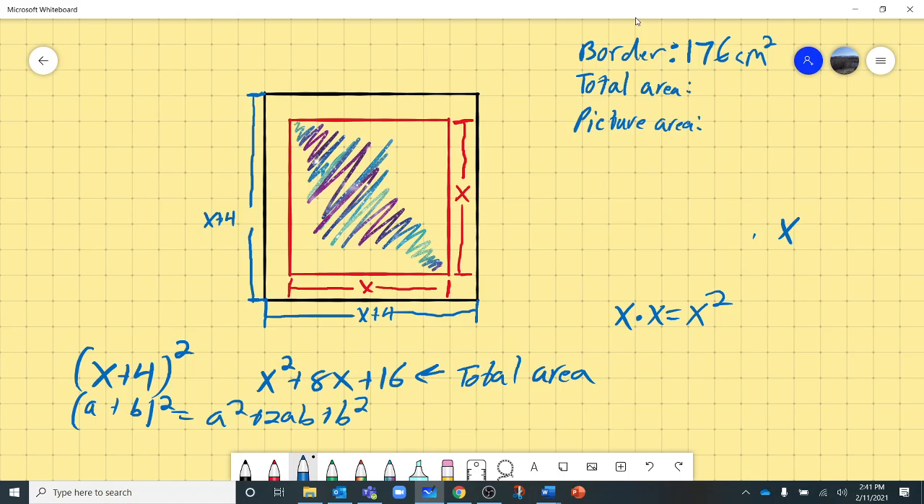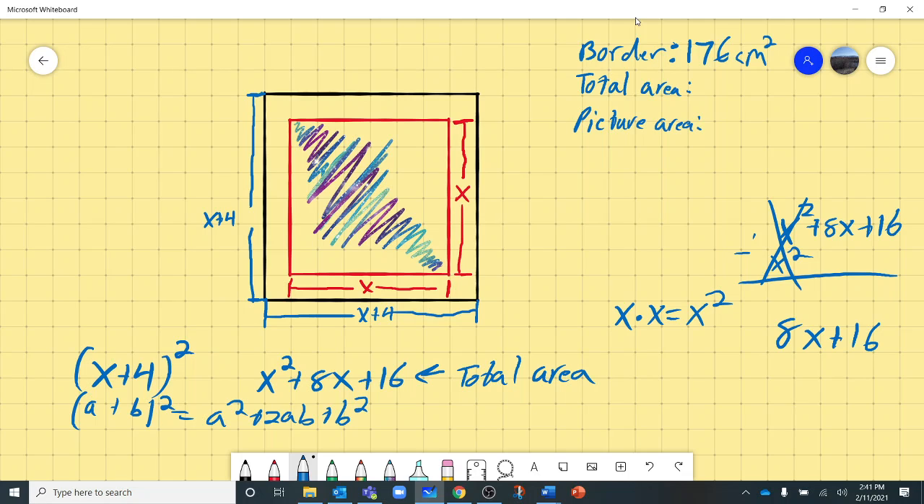So we have x squared plus 8x plus 16 minus x squared. And that's going to cancel. So that means the area of the border is 8x plus 16.